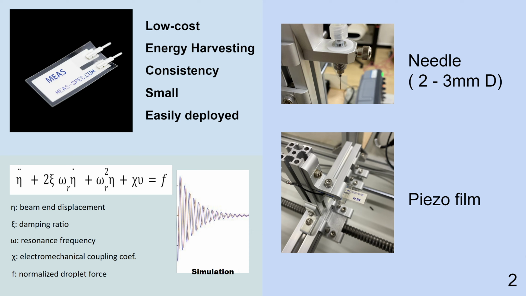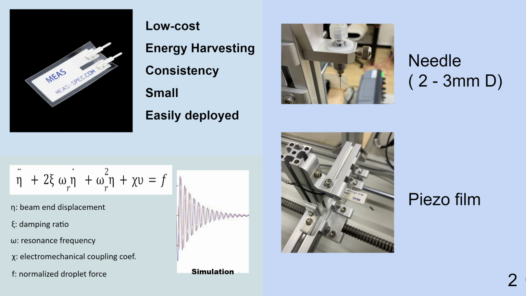The way we choose is piezo film, in the top left image. The reason we choose piezo film is the potential of energy harvesting. If the device can run with rechargeable batteries, some energy harvesting techniques can definitely help it. The film has several characteristics: low cost, consistent, small, easy to deploy, and the potential of energy harvesting.